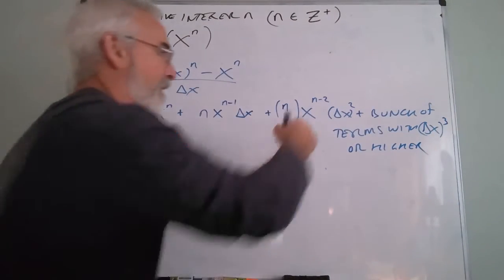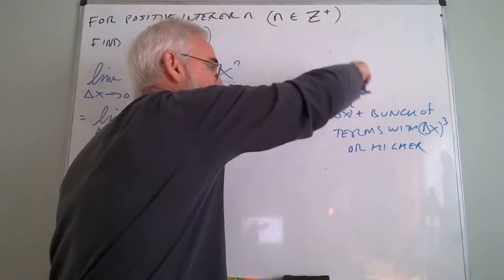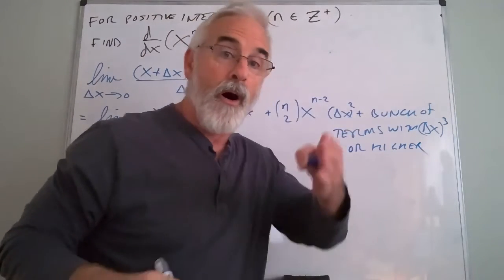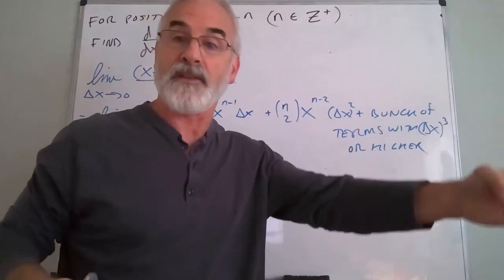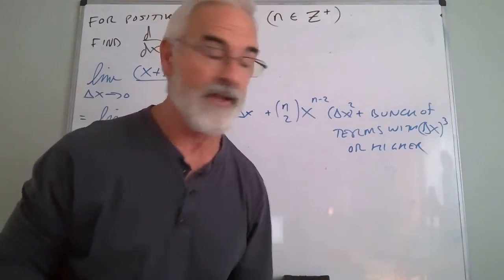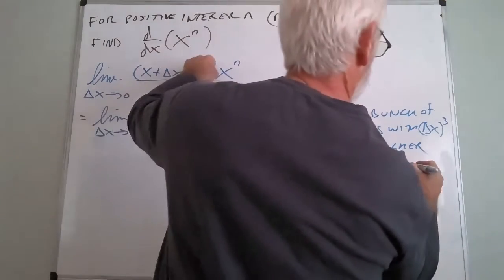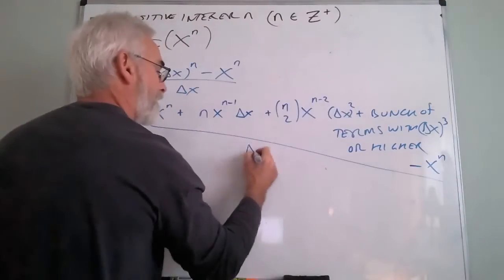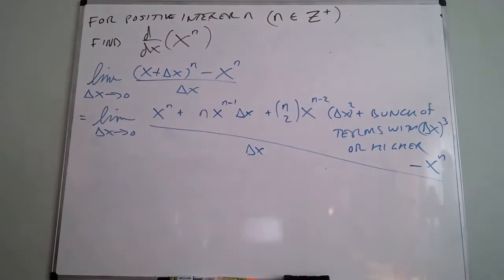See, what's the next term going to involve? x to the n minus 3 delta x cubed. Then the next term will be x to the n minus 4 delta x to the 4th, all the way until I get delta x raised to the nth power. I said assume n is large. Then minus x to the n all over delta x. I know that looks kind of sloppy.